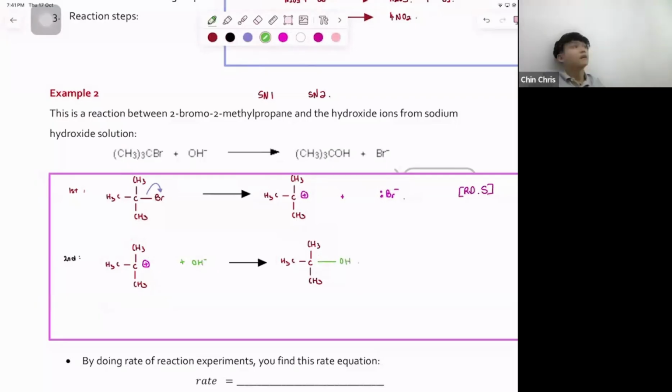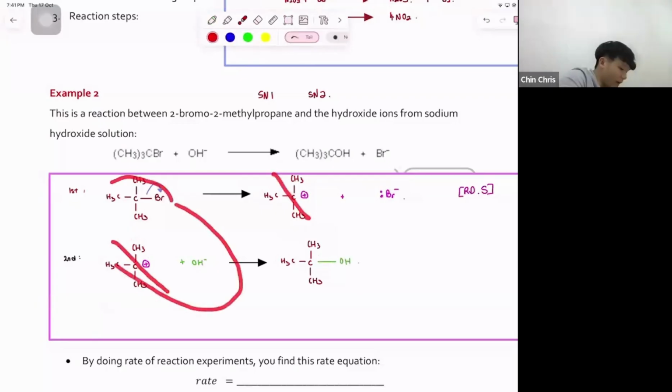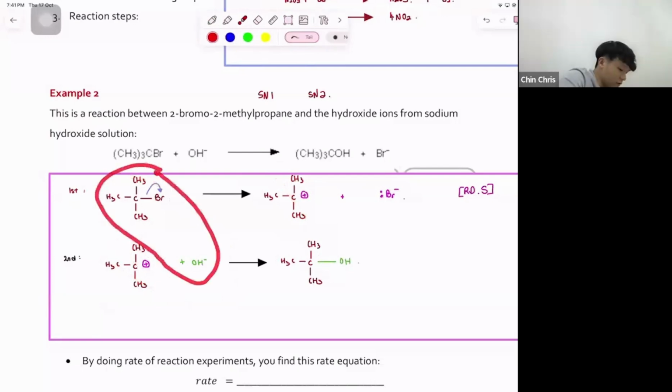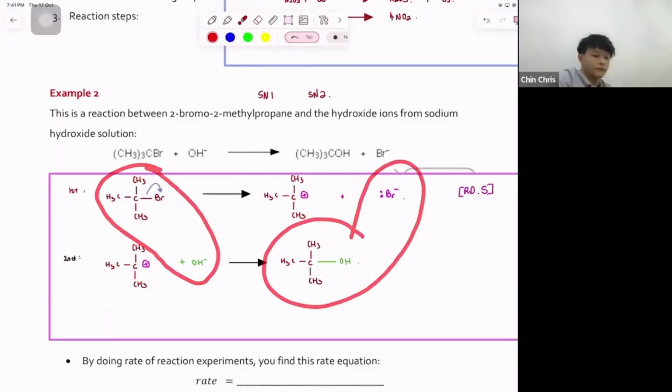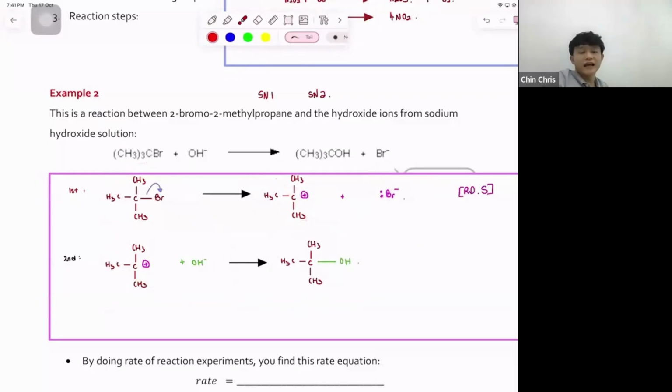So guys, you see, right? If you do this way, do you see that these two will get cut out? And this is your final equation. Alright, okay, so that is your SN1 mechanism, right?